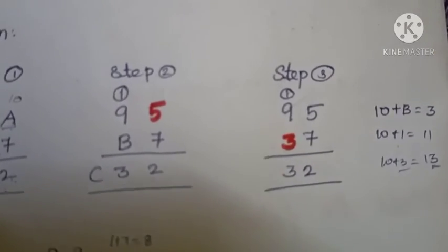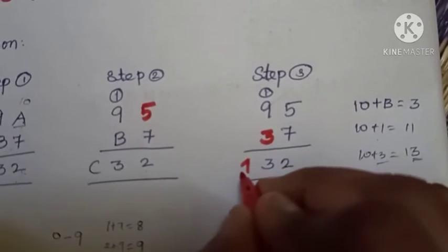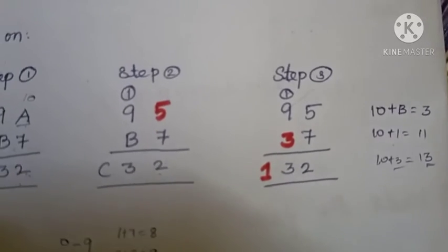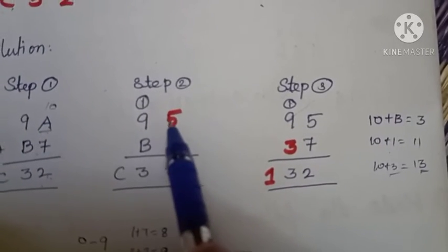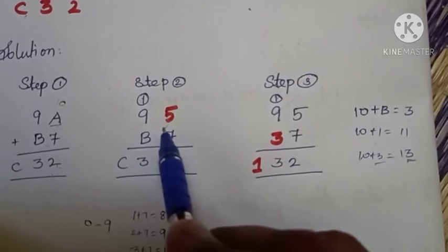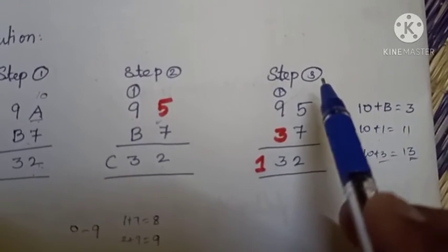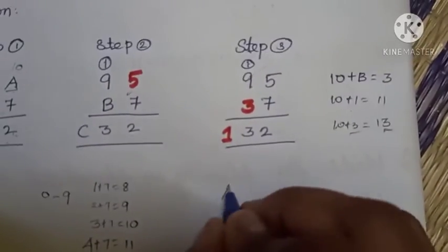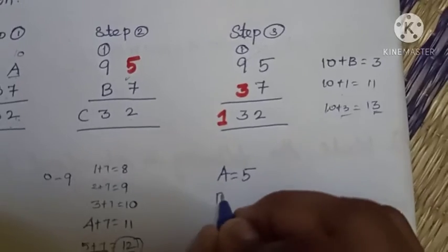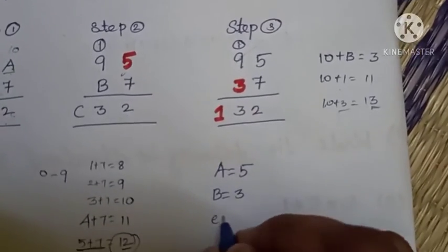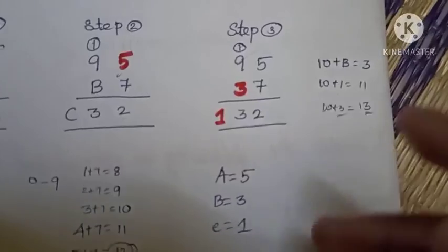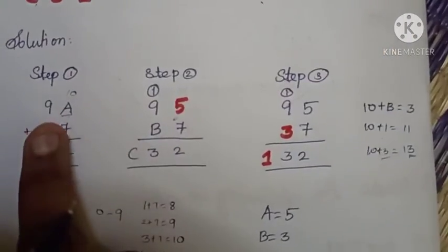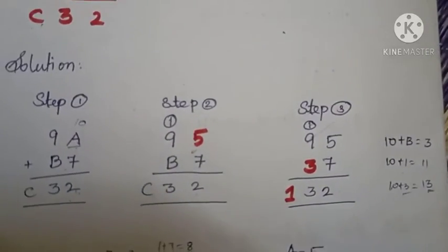So there is no place value, so you put 1 in the place of C. So now in the second step we replace the value of A as 5, and in the third step we replace the value of B and C. So now you get the required values: A equal to 5, B equal to 3, C is equal to 1. So this is the main method to find the alphanumerals in addition.